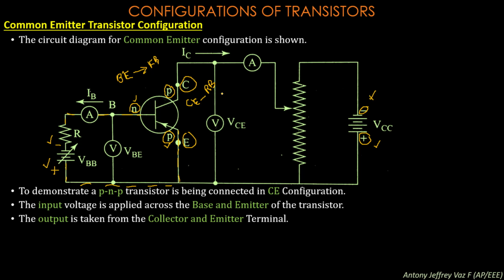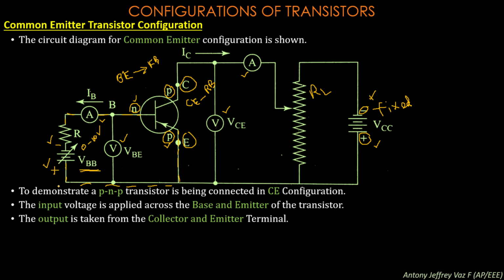The next thing you need to know here is the VBB voltage. The VBB voltage is a voltage which can be varied from 0 to 10 volts. Similarly, the VCC voltage is a fixed voltage. It cannot be varied. Now let us move on. You have some measuring instruments: an ammeter connected in series and a voltmeter connected in parallel, and here also a voltmeter connected in parallel and an ammeter connected in series. Next, this is the load resistance RL.